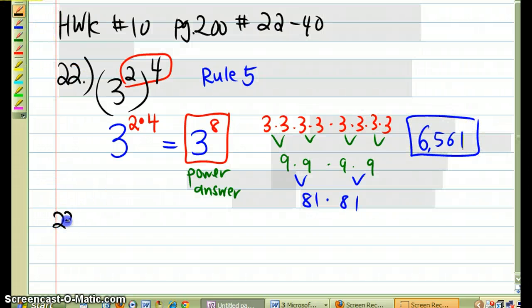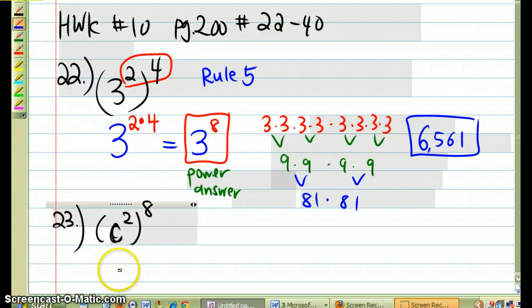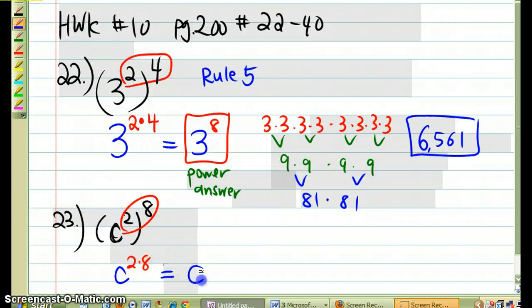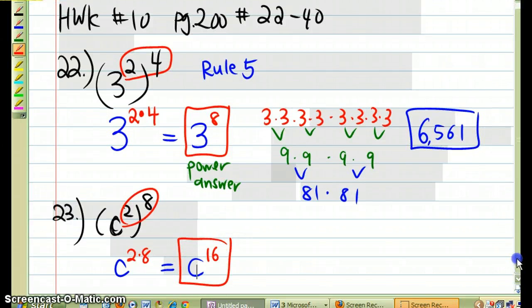Okay. Here's number 23. So you can see all of this work is what I need to show for problem number 22. And the homework tomorrow will be graded. Part of it will be graded, and so please make sure that you are really working out the questions. Here's problem number 23. Copy the question. Now c is a variable, my base number, so I'm going to keep the base number, the letter variable c. I will use rule 5, which would tell me to multiply the two exponents, 2 times 8. So really my final answer here will just be c to the 16th power, and there's really nothing more that I can do to simplify that problem.